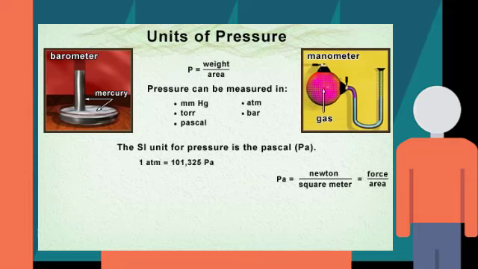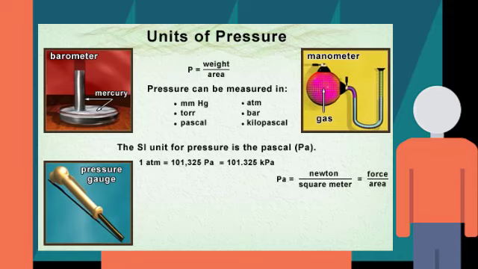1 atmosphere is equal to 101,325 newtons per square meter or 101,325 pascals. Since a pascal is very small, kilopascals are generally used instead. 101,325 pascals equals 101.325 kilopascals. You may be familiar with pressure gauges that report pressure in PSI, which stands for pounds per square inch. 1 atmosphere is equal to 14.7 pounds per square inch.